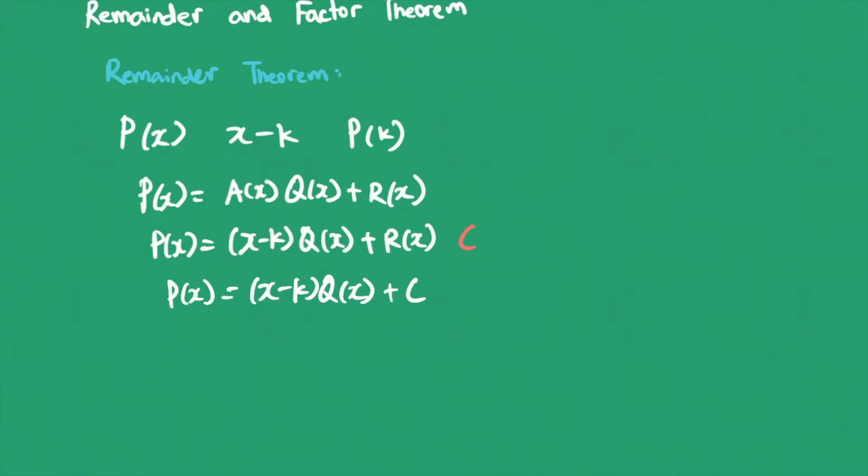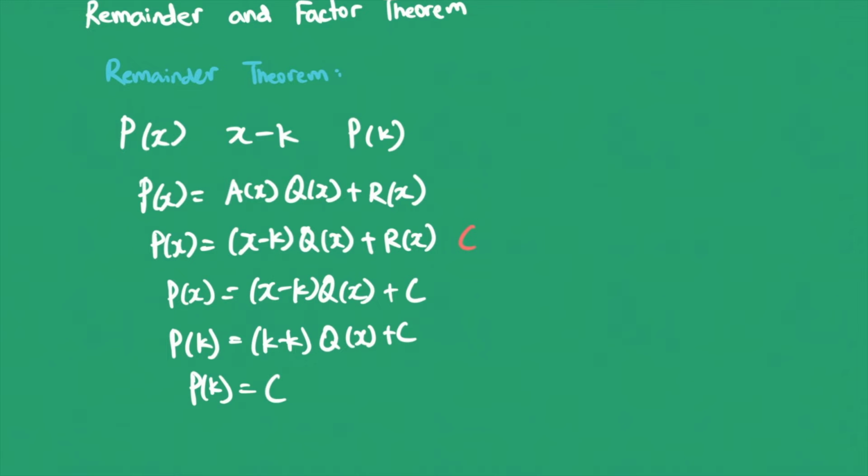And now we can substitute x equals k into the equation. So the polynomial would be p(k) equals (k minus k) times q(k) plus c. And since k minus k equals 0, that means p(k) equals c. And that is a proof of the remainder theorem.